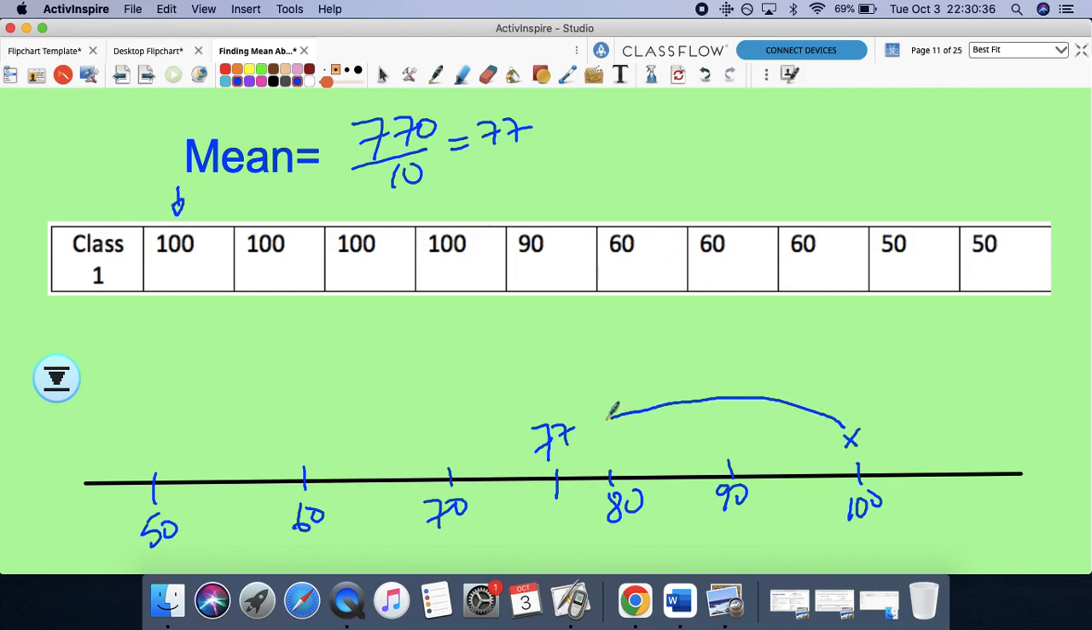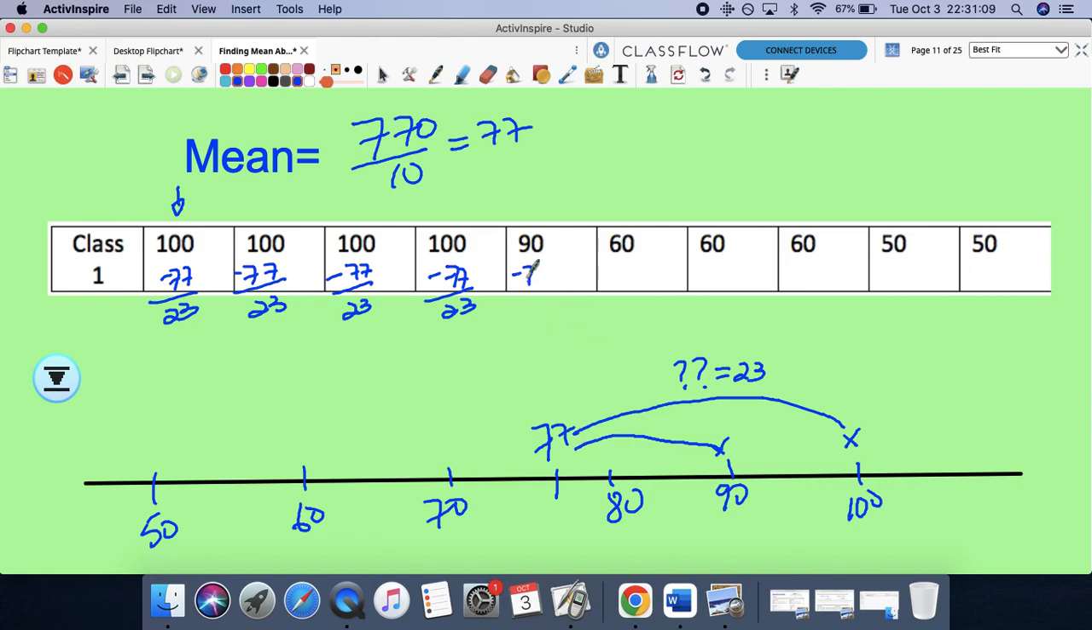What is this distance? From 100 to 77, what is the distance? To find the distance, I'm going to do 100 minus 77. So this distance equals 23. If you're 100 and you're walking to 77, that's 23. So again, 23, 23, 23.